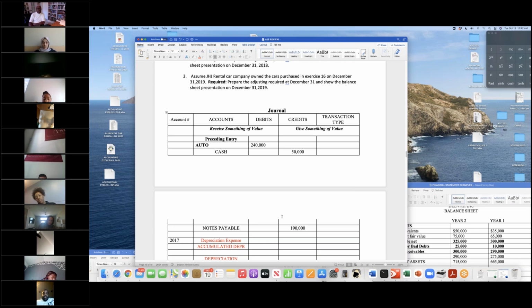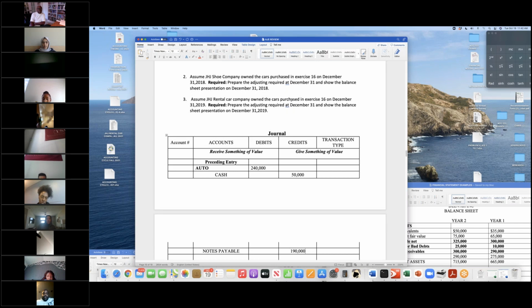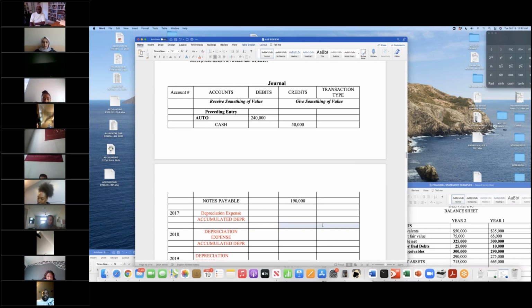Now we're ready to calculate depreciation expense. Do I have a life on these cars? 5-year life on the cars. So we're going to take the 240,000 and do what? Divided by 5 years. So what's that going to equal? $48,000.